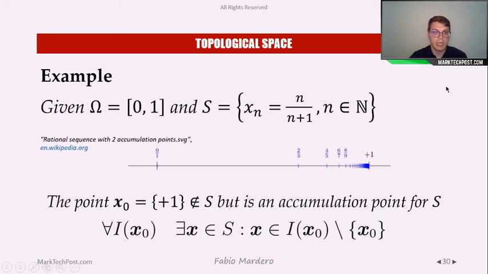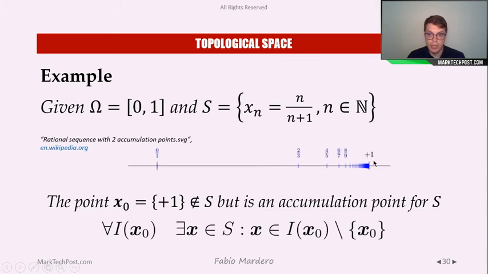We can see this better using numbers. Here we consider the real line, or better, the closed set between 0 and 1. We define our subset of omega as the set of every element defined in this way. For example, when n is equal to 0, then the element xn is equal to 0 over 1, and so on. If n is equal to 4, then it's 4 over 5, and so on.